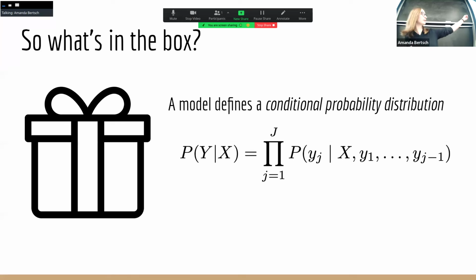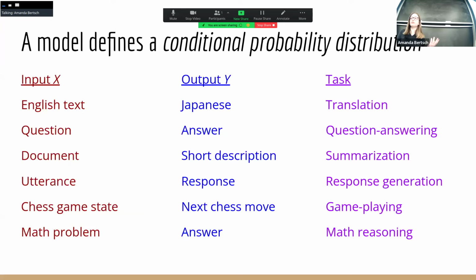And this is what this equation says. Given some input X and everything that you've predicted so far, you get the probability of the next token Yj. And if you multiply this out over all the probabilities in your sequence, you can calculate the probability of any output Y given your input X. So this super fancy model that you spent a lot of money to train is really just a conditional probability distribution.